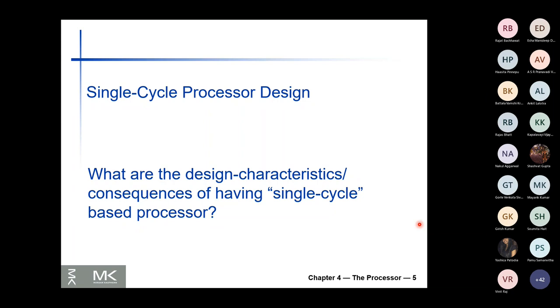Now let me ask you a question here. Suppose I have a shift instruction. You know that in a shift instruction you can shift the content of a register by a number of bits. How do you implement it? I mean, shifting by say 5 bits or shifting by say 30 bits.